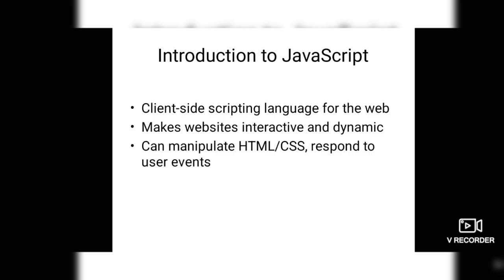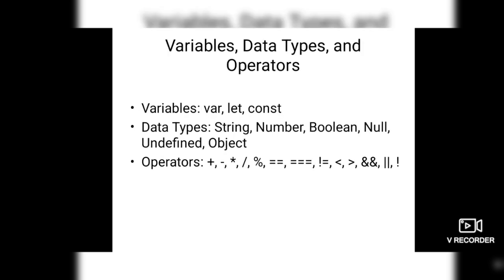It shows or hides some HTML elements. It validates forms before submitting, animates elements on the page, fetches data from servers, creates games, apps, and visualizations, and controls multimedia like audios and videos. So where is this JavaScript used? We can use this in web development, frontend and backend with Node.js, some mobile apps, desktop applications, game development, and server-side scripting.